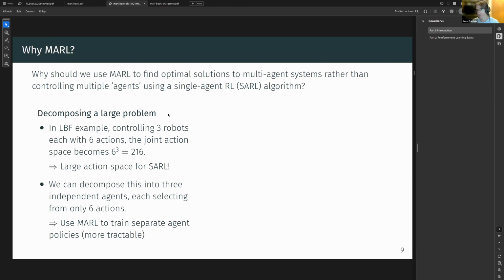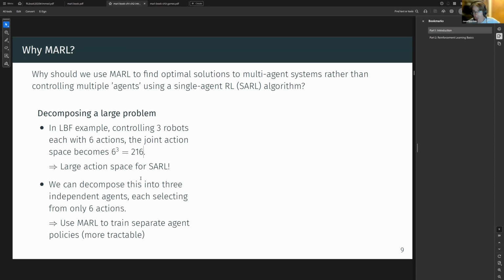What I just said is decomposing large problems. This is growing exponentially, with 6 actions, so we already have 216 actions for 3 robots. Now, this is probably okay. This size of an action space is not going to break a lot of algorithms. We could manage it.